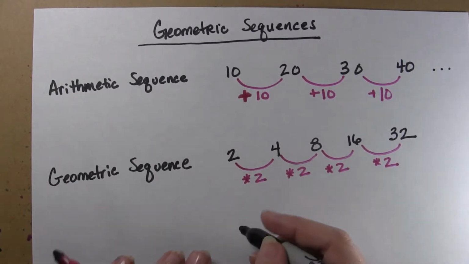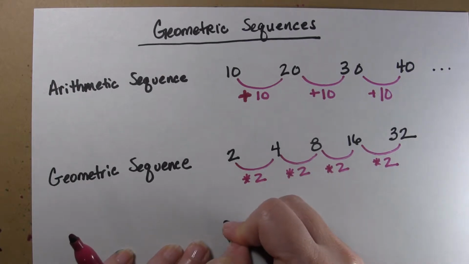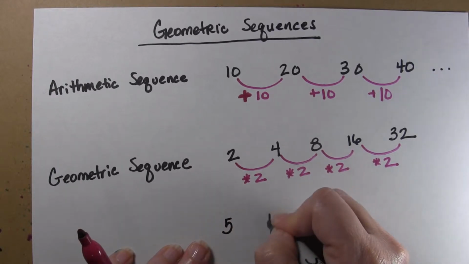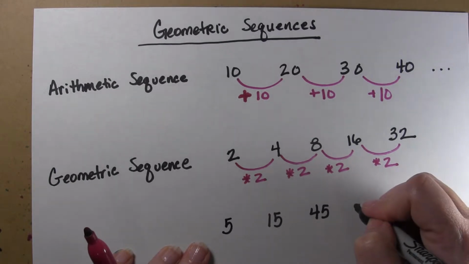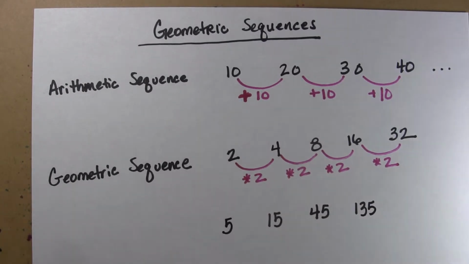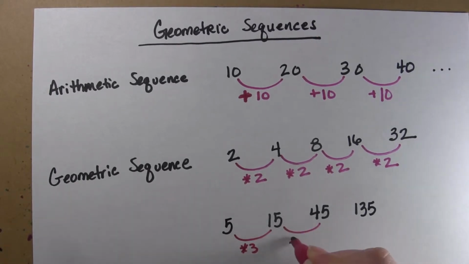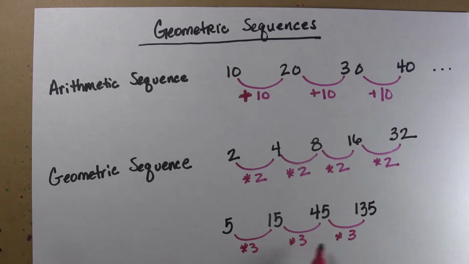Here's another geometric sequence. Let me see, I think it's 135, right? So here we are multiplying by 3, we are multiplying by 3, we are multiplying by 3, okay? Again, because we're multiplying instead of adding, that's how you know it's a geometric sequence. Okay, it does get a little bit harder than this, although not much.